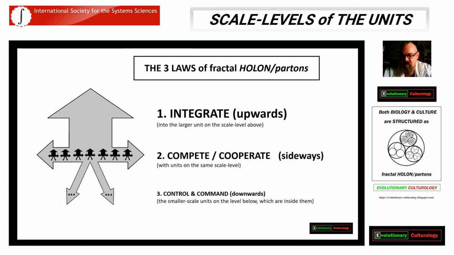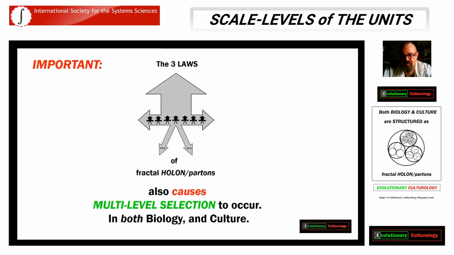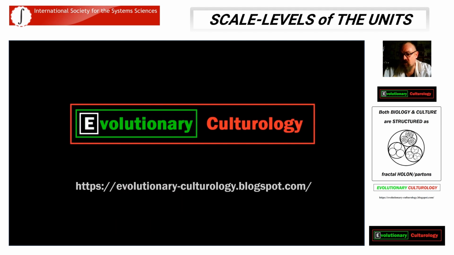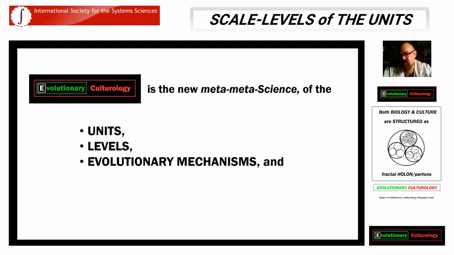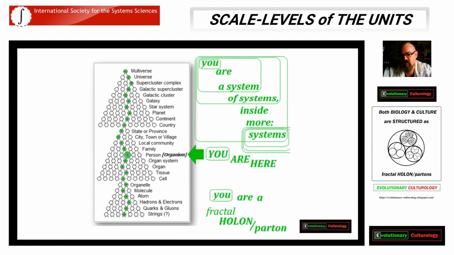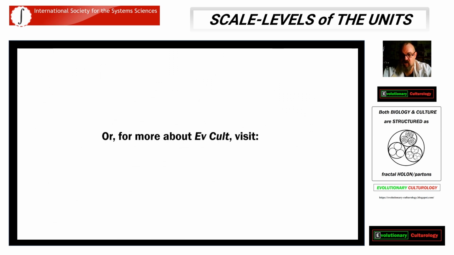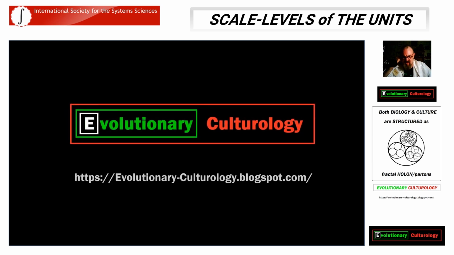So the laws of physics, chemistry, geology, astronomy, biology, psychology, sociology, anthropology, culturology, everything. You got your 3 laws. It also causes multi-level selection to occur on all scale levels. Those 3 laws cause it. So EVCult is units, levels, mechanisms, and laws. There's that EVCult worldview again. And here's a bunch of previous academic, scholarly, scientific chapters on it, if you like that kind of thing. The EVCult textbook simplifies it all. Probably a better place to start, or the EVCult blog. So anyway, bit of a roller coaster ride there. Next.